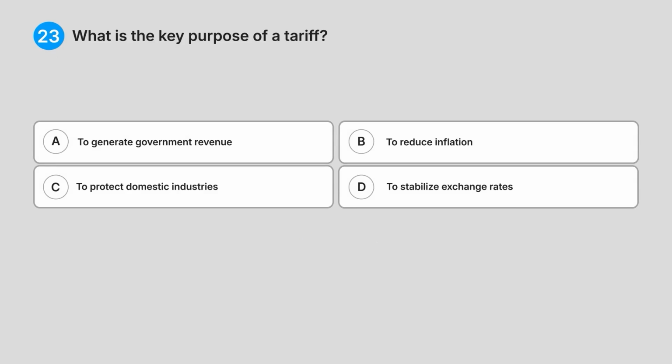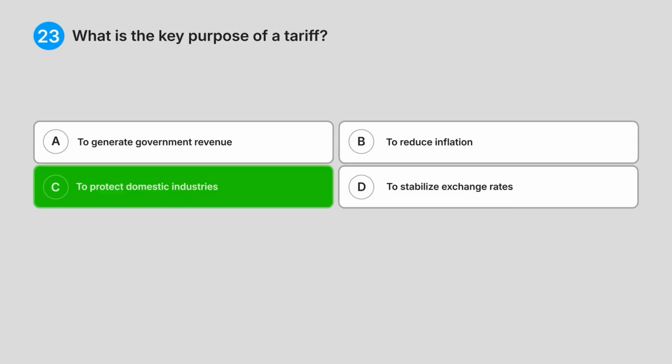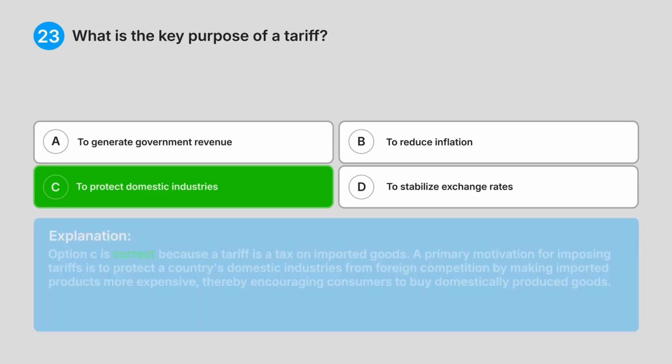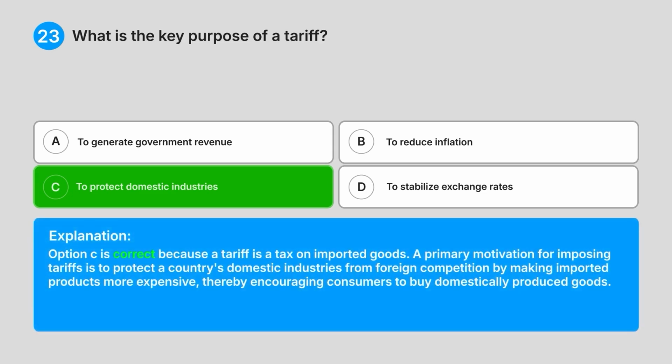Correct answer, C. To protect domestic industries. Explanation. Option C is correct because a tariff is a tax on imported goods. A primary motivation for imposing tariffs is to protect a country's domestic industries from foreign competition by making imported products more expensive, thereby encouraging consumers to buy domestically produced goods.